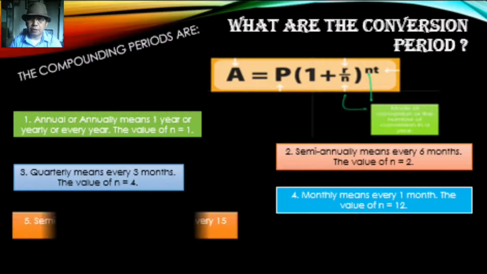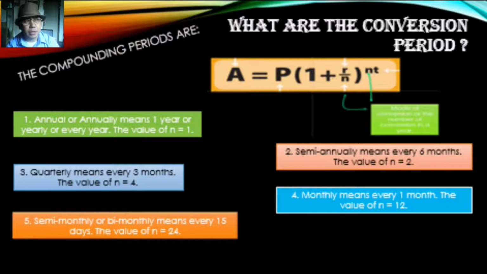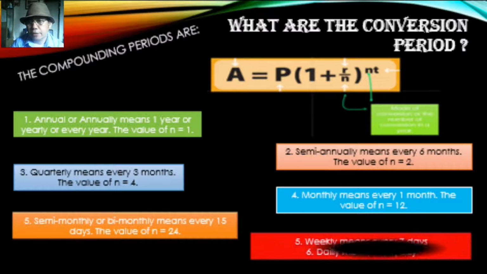So that is monthly. Another is semi-monthly or bi-monthly. What is the meaning of semi-monthly or bi-monthly? Meaning, the periodical rate is applied every 15 days. How many times is the periodical rate applied within a year? 24 times. And there are some other conversion periods. We have in here weekly, which means every 7 days. Daily means every day. So these are the conversion periods, modes of conversion, or compounding periods as they say.